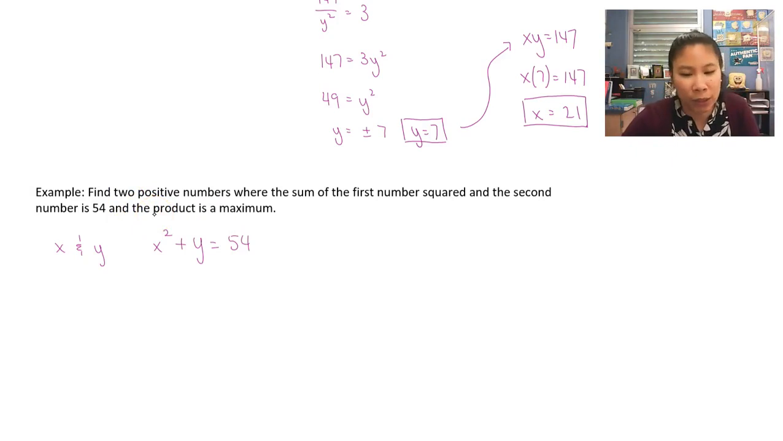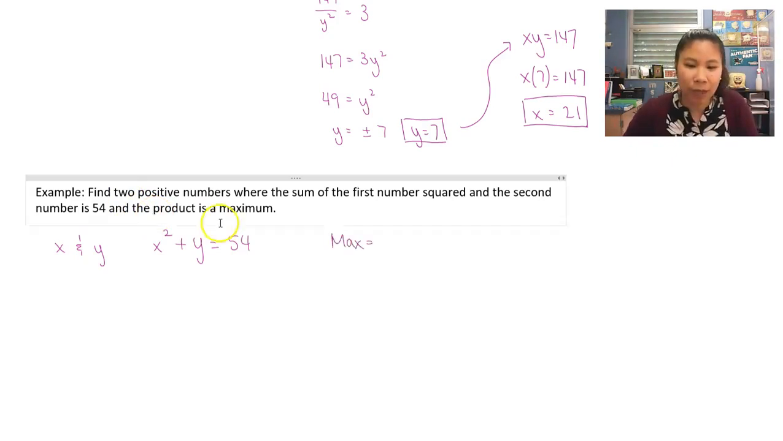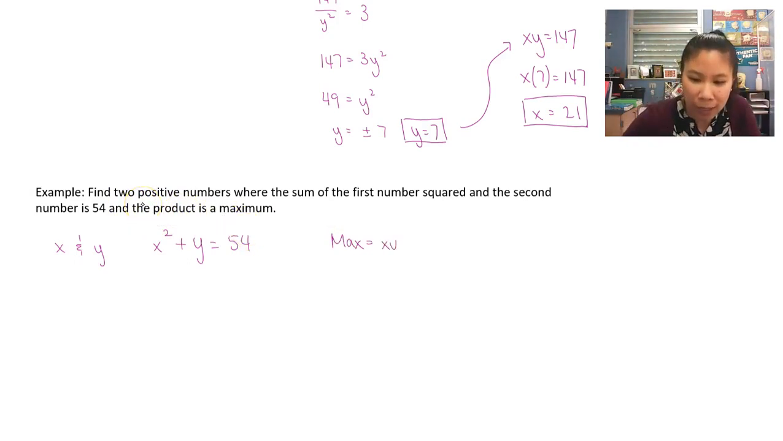My min-max equation, they're asking us for a maximum. So I'm going to say max equals, the product is a maximum. So the product of my two numbers, x times y, has to be a maximum. So there's my two equations. So just like before, our next step is to isolate one of the variables in my full equation. In this case, it's probably easier to get y by itself, because if I want to get x by itself, I'm going to have to square root stuff, and that's no fun. So let's get y by itself.